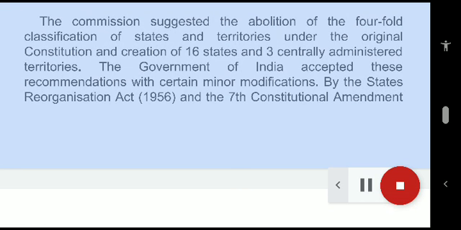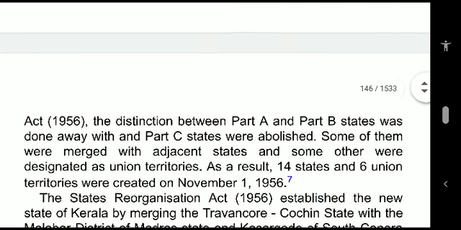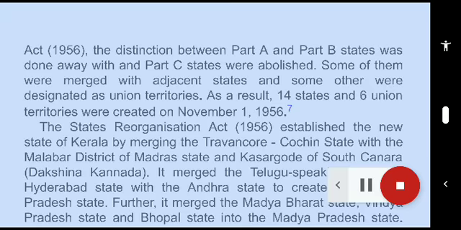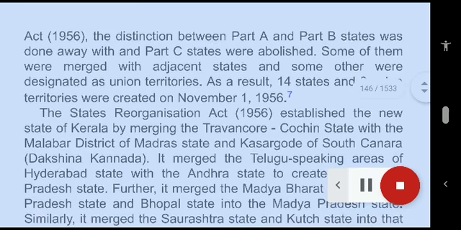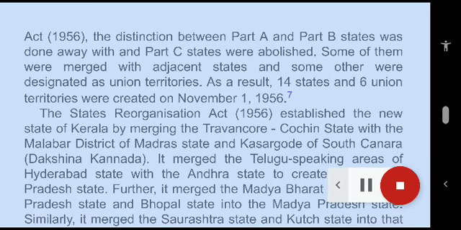The Commission suggested the abolition of the fourfold classification of states and territories under the original Constitution and creation of 16 states and 3 centrally administered territories. The Government of India accepted these recommendations with certain minor modifications by the States Reorganization Act 1956 and the 7th Constitutional Amendment Act 1956. The distinction between Part A and Part B states was done away with and Part C states were abolished. Some of them were merged with adjacent states and some others were designated as union territories. As a result, 14 states and 6 union territories were created on November 1, 1956.